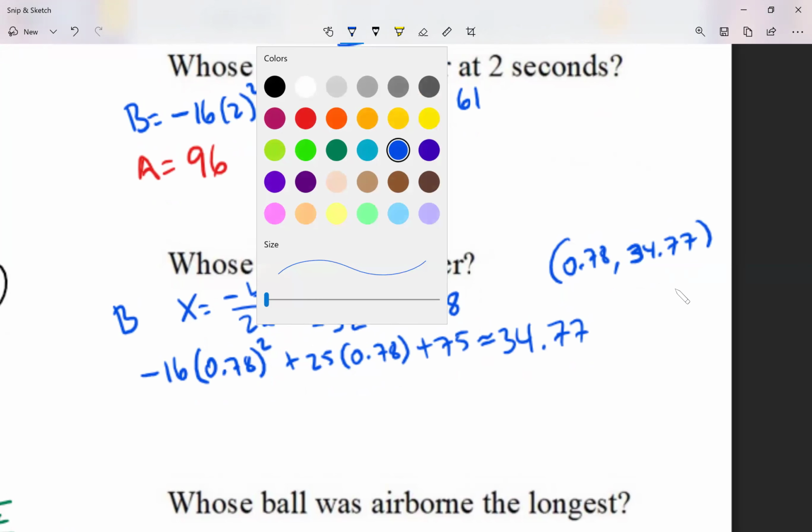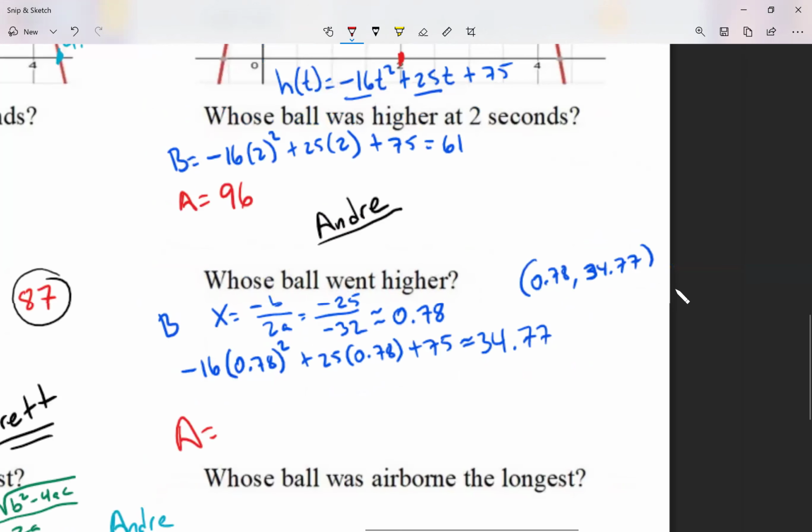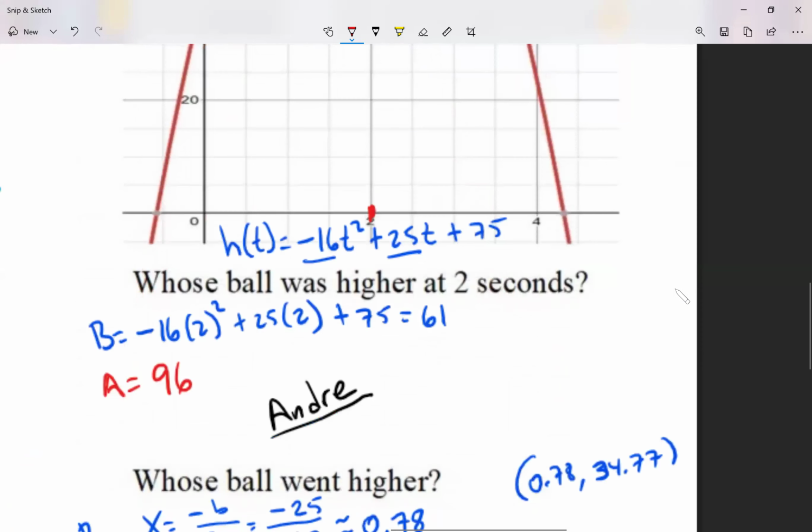For Andre, I use the graph, right? So Andre, what was the highest value? Okay, so come back to the graph. Let me erase this from the previous question. The highest value, oops, I see it right there. It's a little more than 95. Probably 97. I'm going to call that 97.